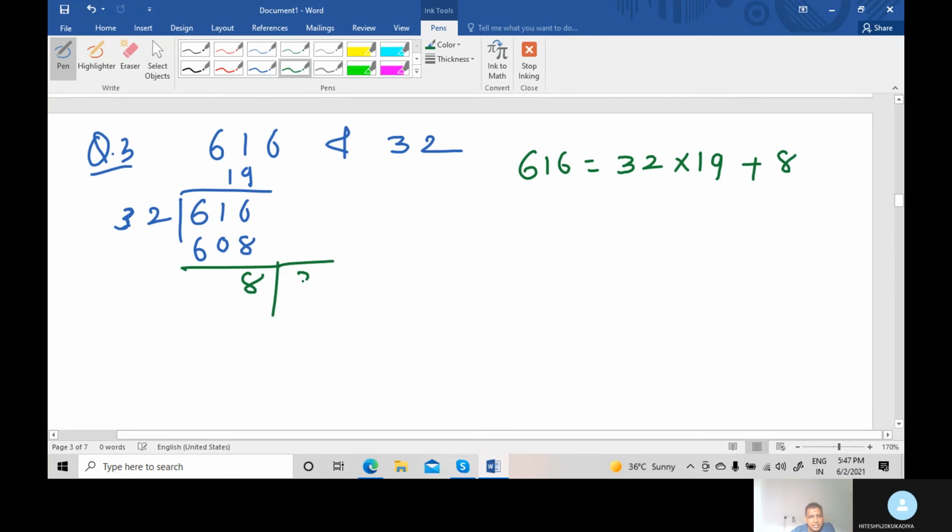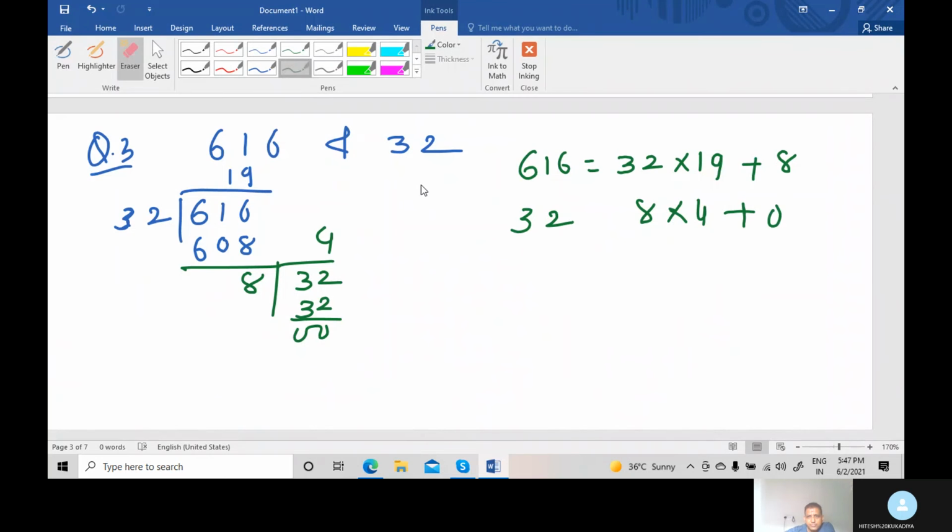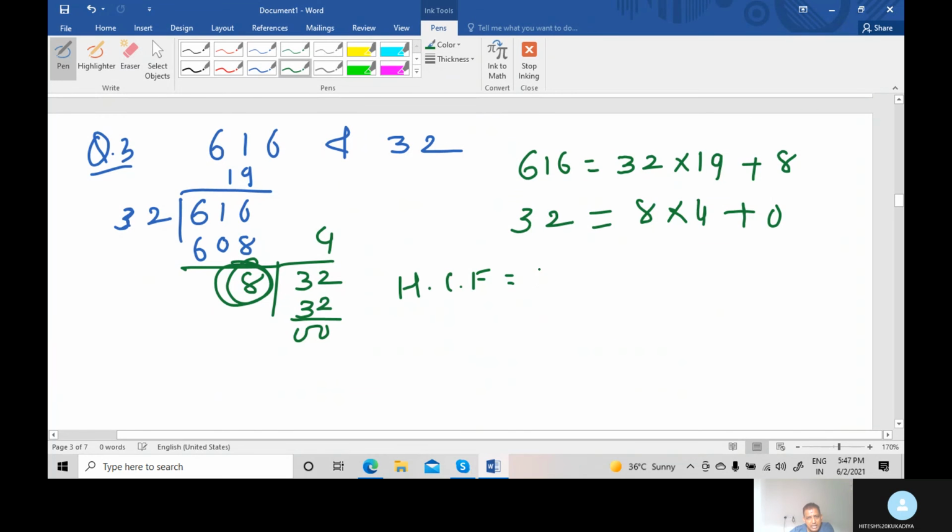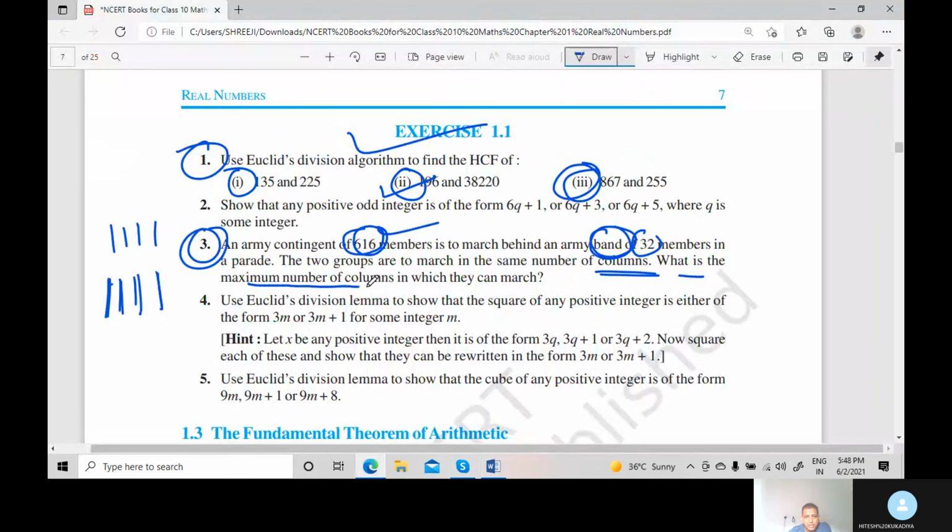Now 32 inside the division. 8 fours are 32, so 32 equals 8 into 4 plus 0. The last divisor is 8, so our HCF is 8. Is that clear? So a maximum of 8 columns is possible. Look at the question: what is the maximum number of columns in which they can march? 8. Right?